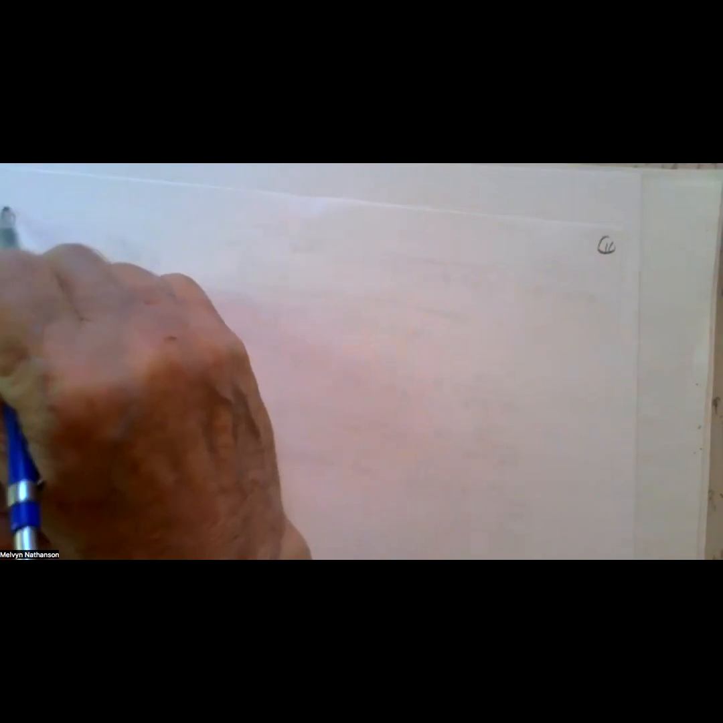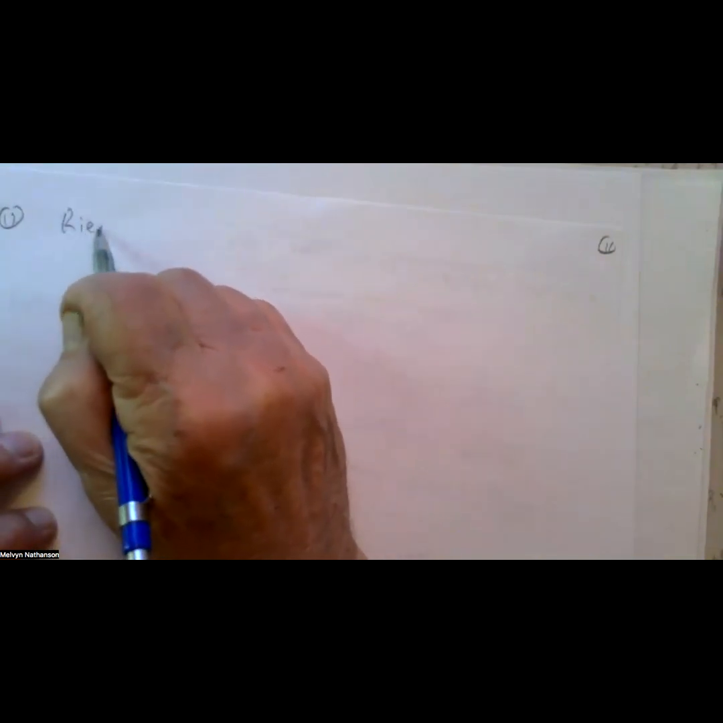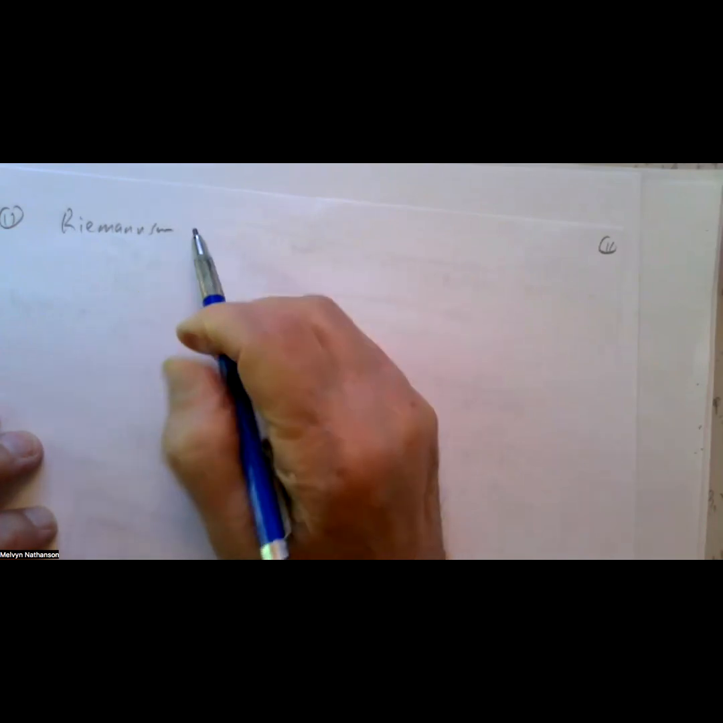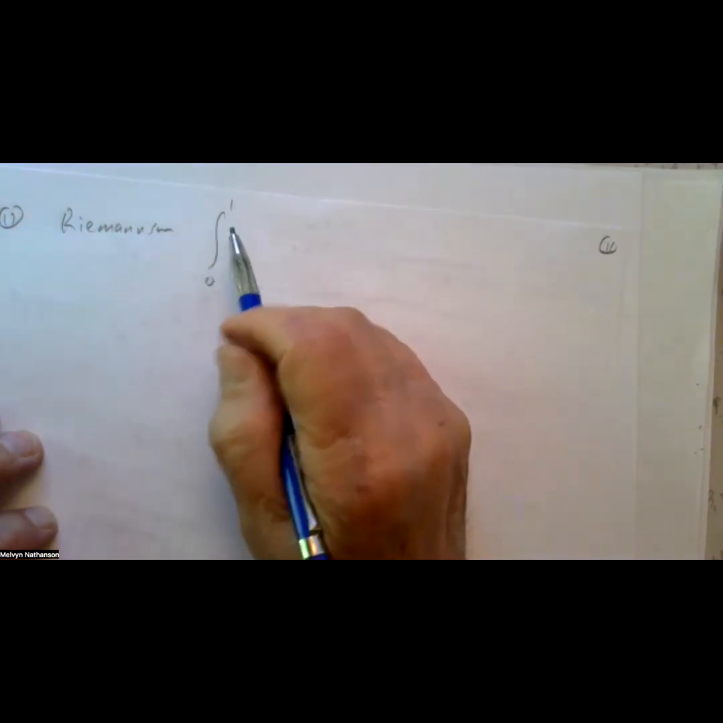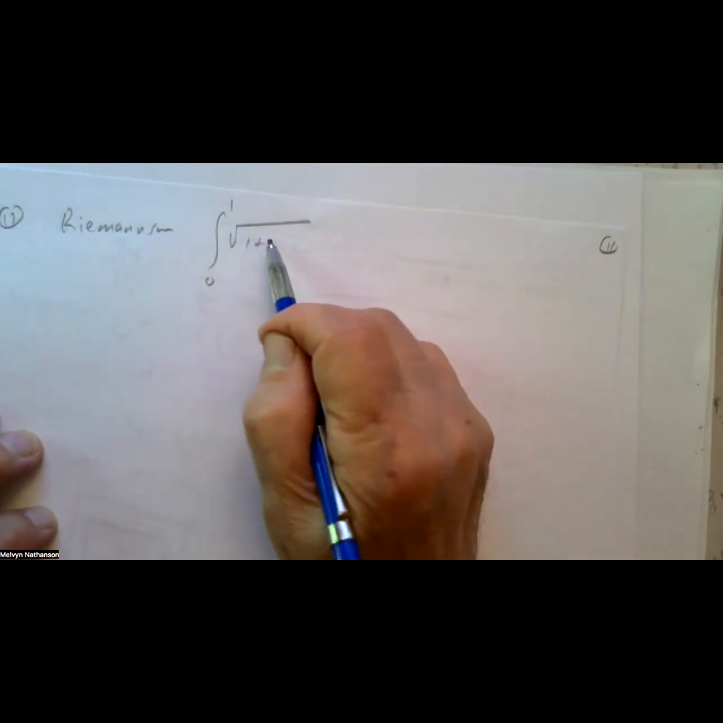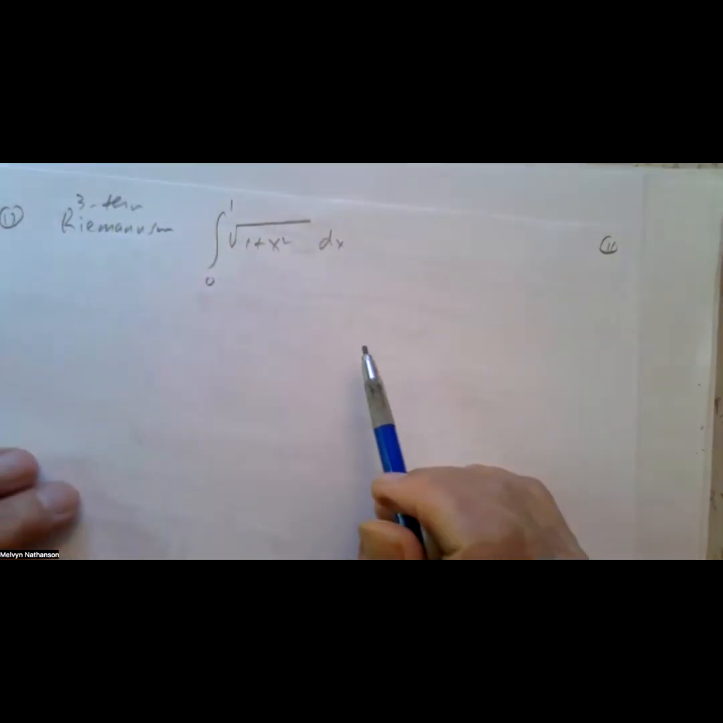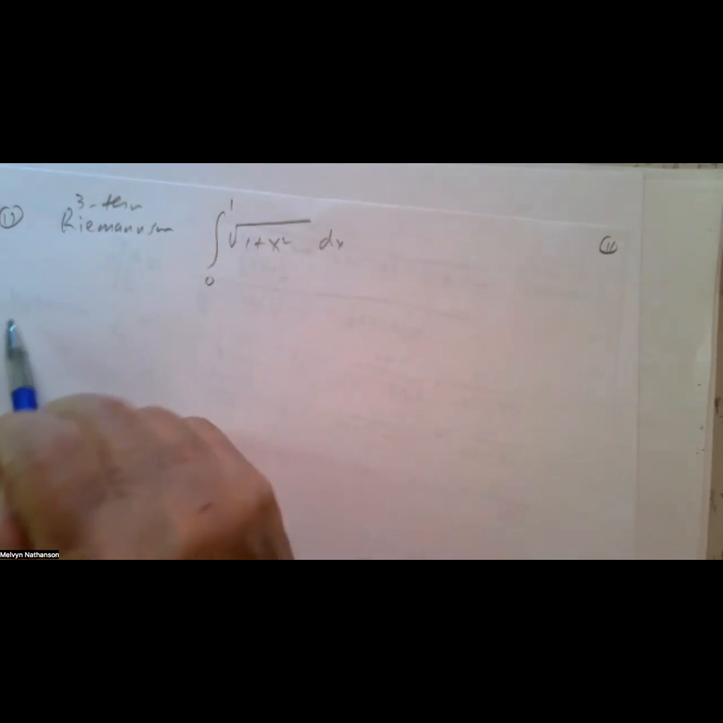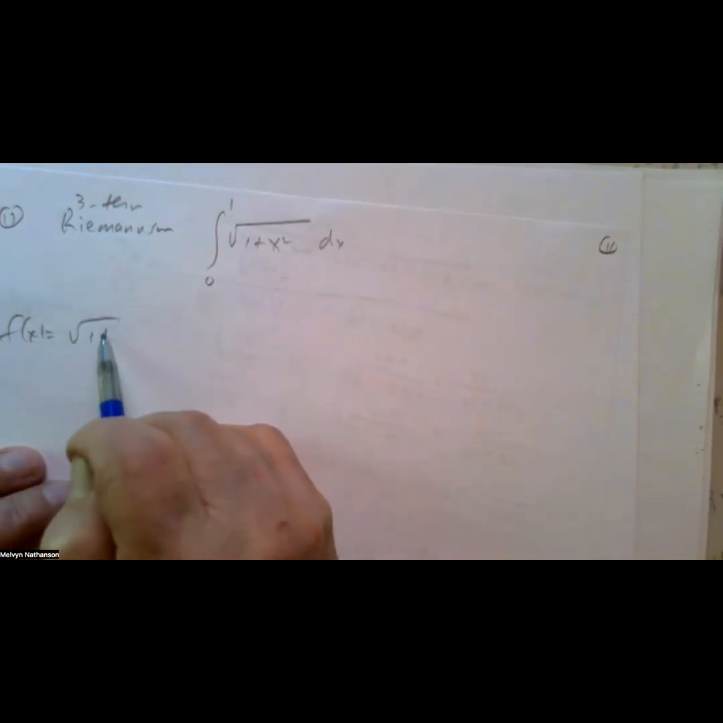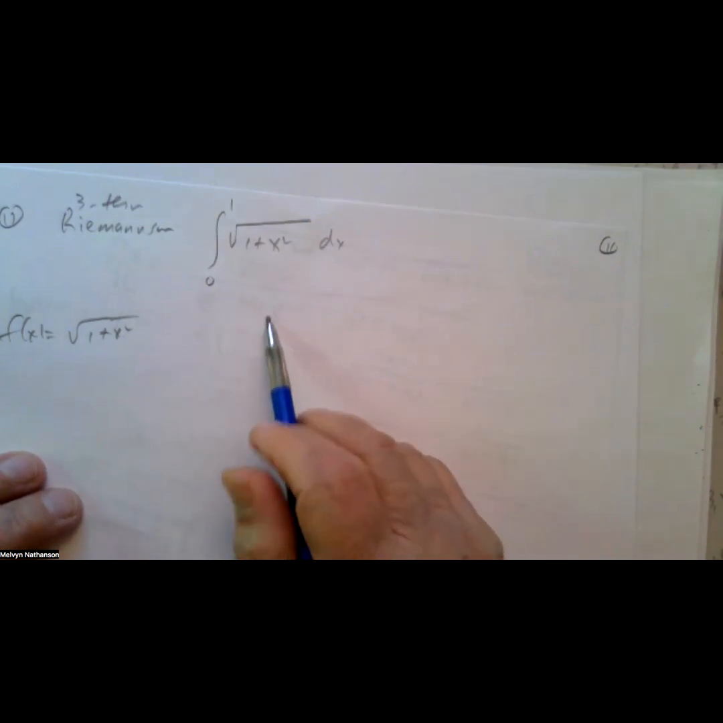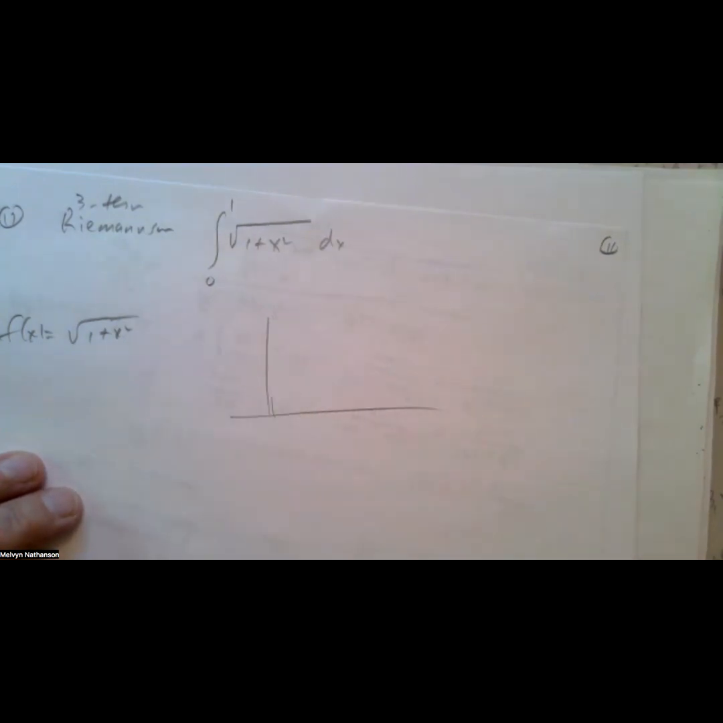Problem 17 is to write a Riemann sum for the integral from 0 to 1 of the square root of 1 plus x squared dx, a 3-term Riemann sum. So this goes back to the definition of the definite integral as an area under the curve. If you have the function f of x equal the square root of 1 plus x squared, what does the graph of this function look like as you go from 0 to 1?